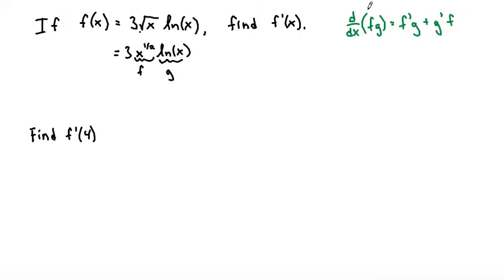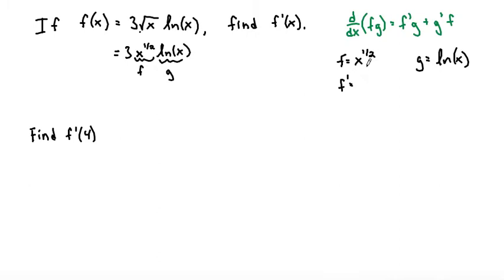So one strategy when you're trying to get used to the product rule that I find to be helpful is to come out to the side and write down my f and my g. So my f is x to the 1/2. My g is ln of x. And then I can find my derivatives individually.